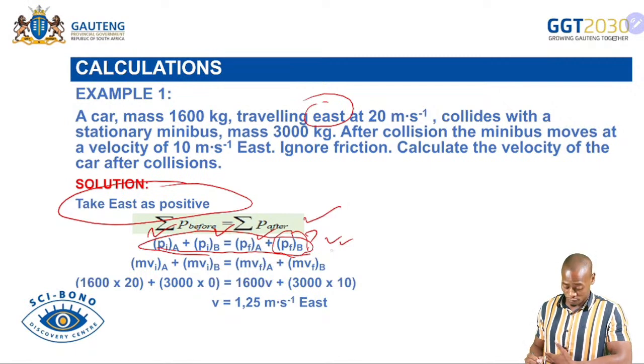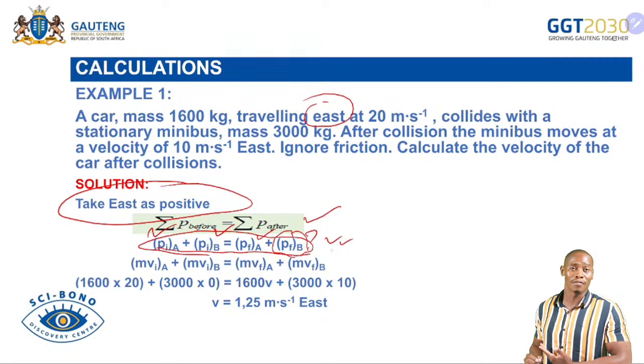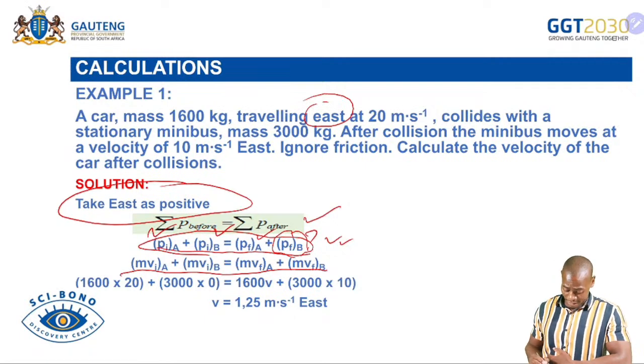So don't get confused, because in most cases, learners think that after sum of momentum before collision equals sum of momentum after collision, they have to say mv initial for this object plus mv initial for that one. Remember, it depends. If we are given the velocities and the masses, yes, it's fine, but if we are given the momentum, there's no need for this. So that is very, very important. For this example, we have to expand it because we are given masses and velocities.